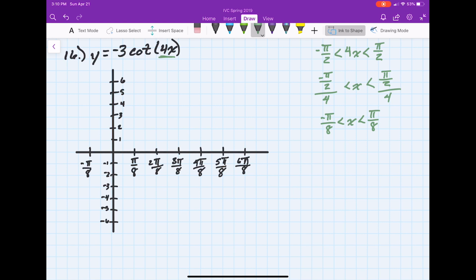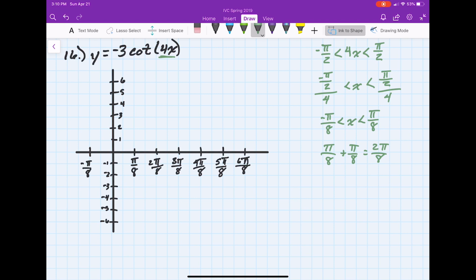The period of this would be pi over 8 minus a negative pi over 8, which would turn into plus pi over 8, which is 2 pi over 8, which is pi over 4. So that's our distance between our asymptotes.